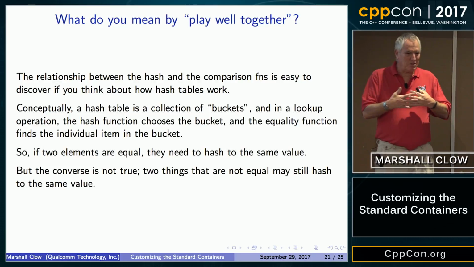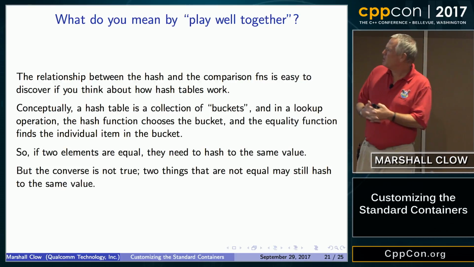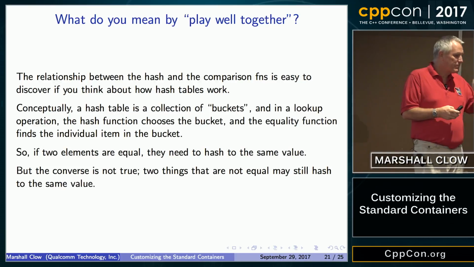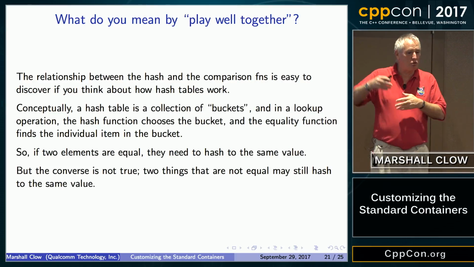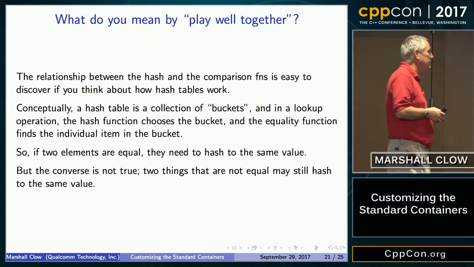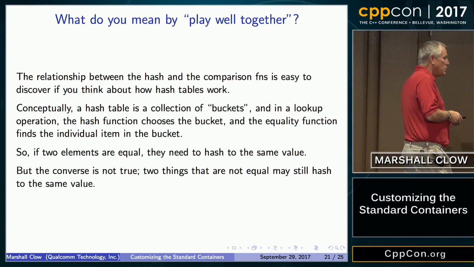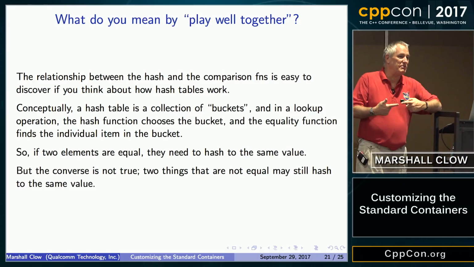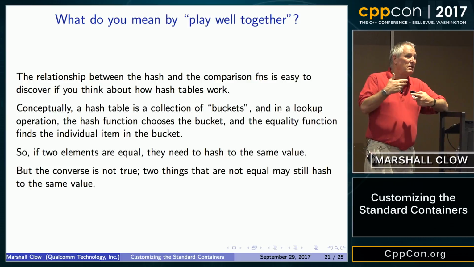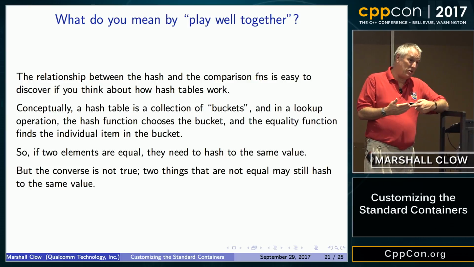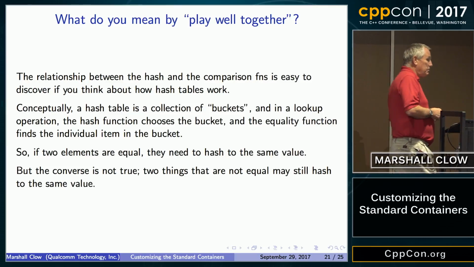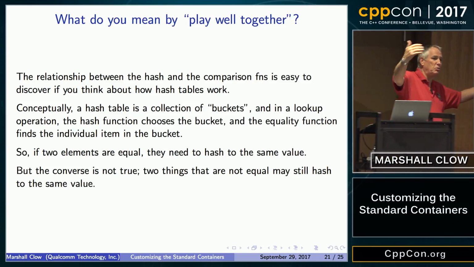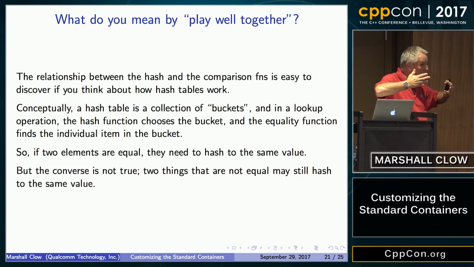It means that they have to agree. In particular, because you use the hash to find the right bucket, and then you troll through the bucket to find the right thing. If two things are equal, they have to hash to the same value. If they don't hash to the same value and they're equal, your hash table is going to misbehave. Now, obviously, you can have two things that are not equal hash to the same value. It's called a hash collision.